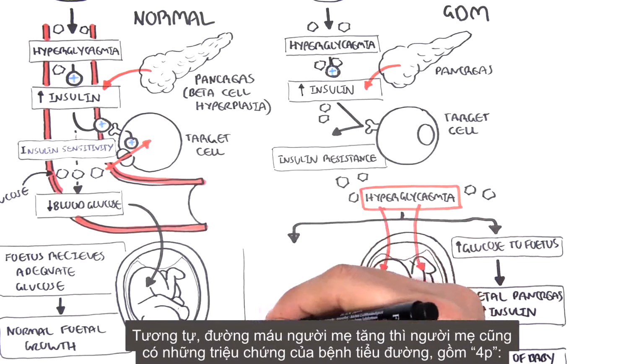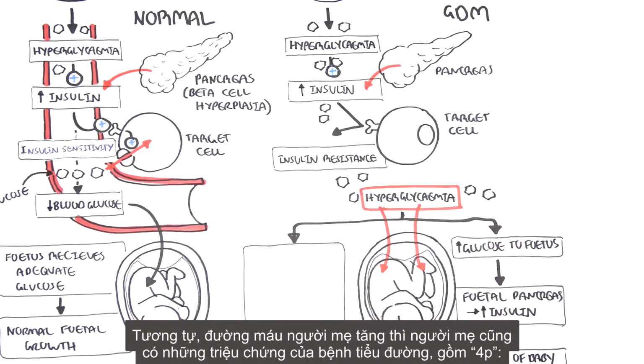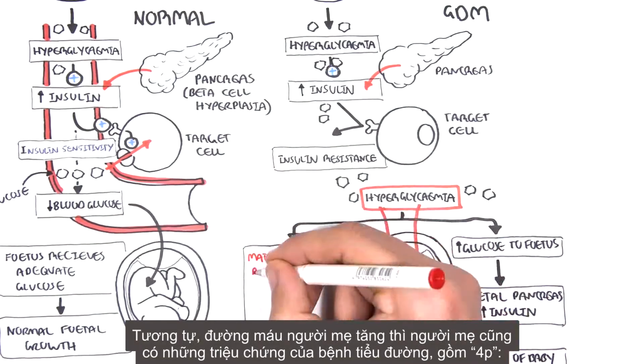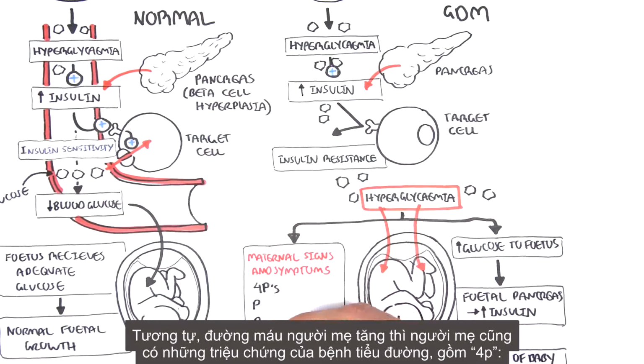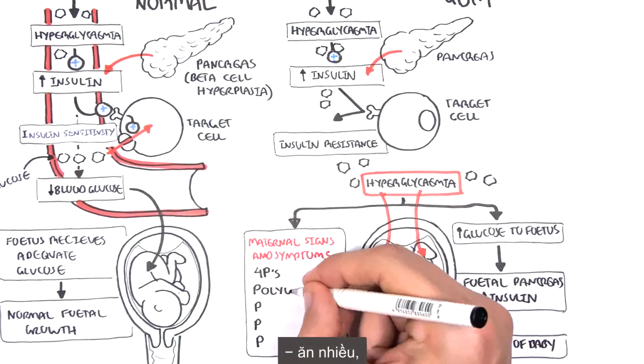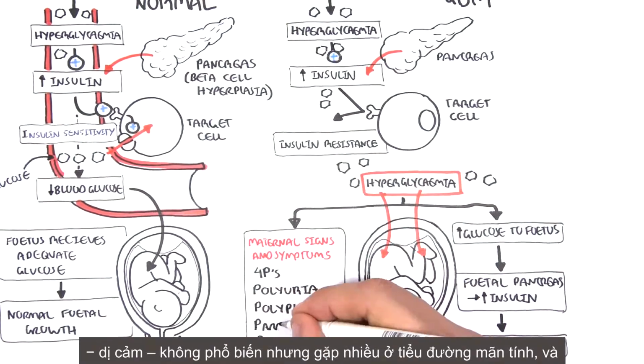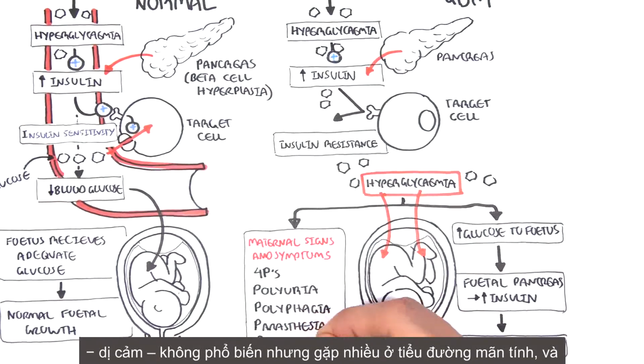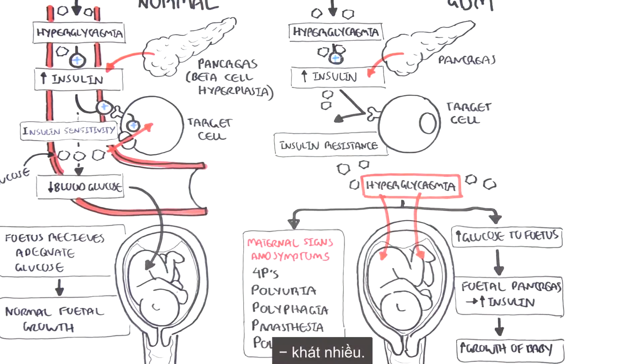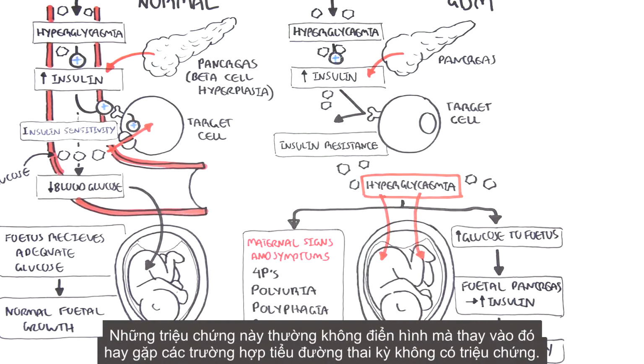Similarly, the increase in blood glucose in maternal circulation means that the mother can have symptoms of diabetes, which are the 4 Ps: polyuria, polyphagia, paresthesia, which is not actually common, but it's more so in chronic diabetes, and polydipsia. These symptoms are not very specific for gestational diabetes. Instead, gestational diabetes is rather asymptomatic.